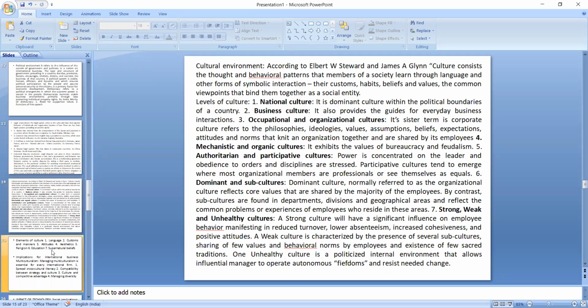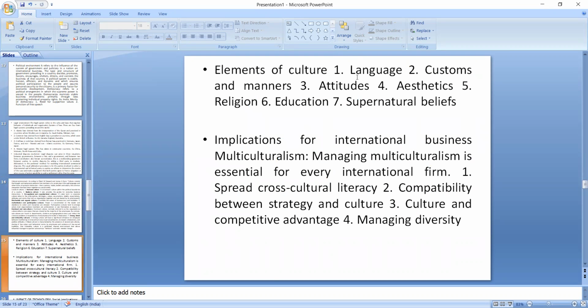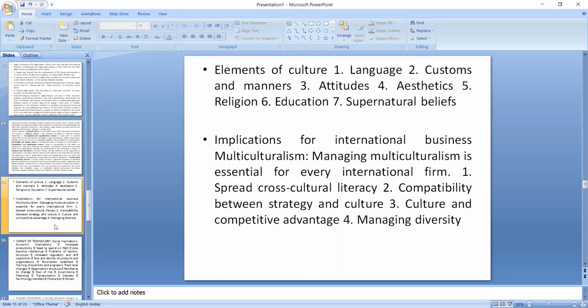Elements of culture: language, customs and manners, attitudes, aesthetics, religion, education, supernatural beliefs. Implications for international business, multiculturalism. Managing multiculturalism is essential for every international firm. Spread cross-cultural literacy. Compatibility between strategy and culture. Culture and competitive advantage, managing the diversity. So these are the international business multiculturalism.